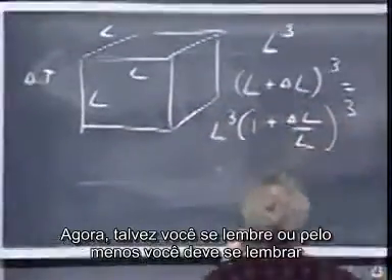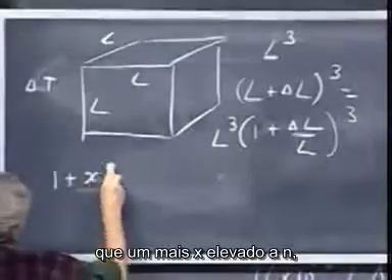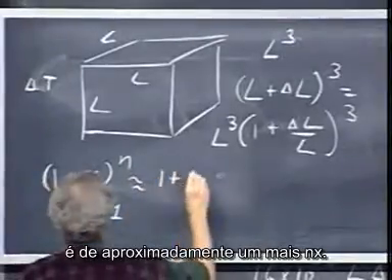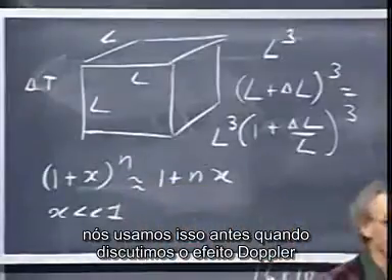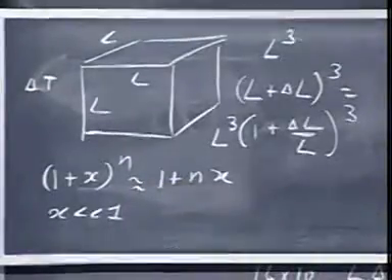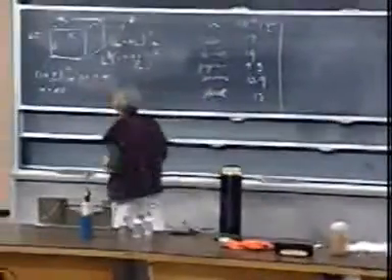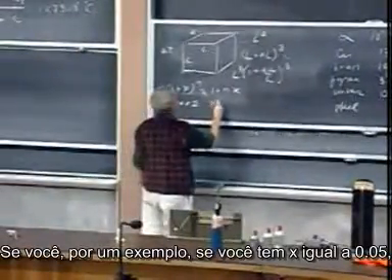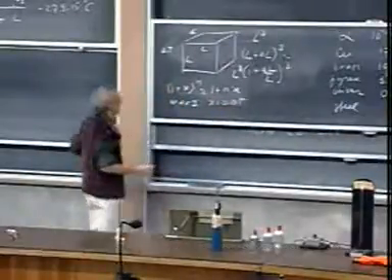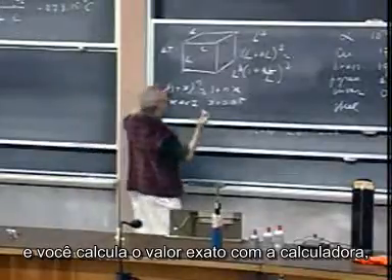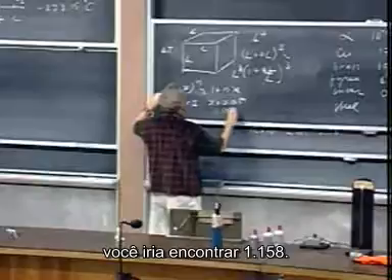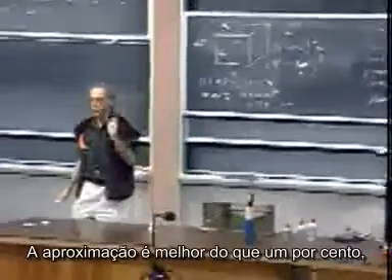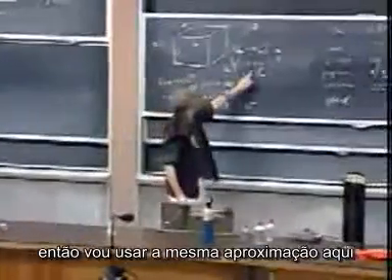Now perhaps you remember, or at least you should remember, that (1 plus x) to the power n, in case that x is much, much smaller than 1, is approximately 1 plus nx. We've used that before when we discussed the Doppler shifts, lights from receding stars. This is called the binomial series, binomial expansion. It's really the first order terms of the Taylor expansion. If you, as an example, take x equals 0.05, and you calculate the exact value with your calculator, you would find 1.158. If you do it this way, you will find 1.15, which is very close. The approximation is better than 1%. So I will use the same approximation here.